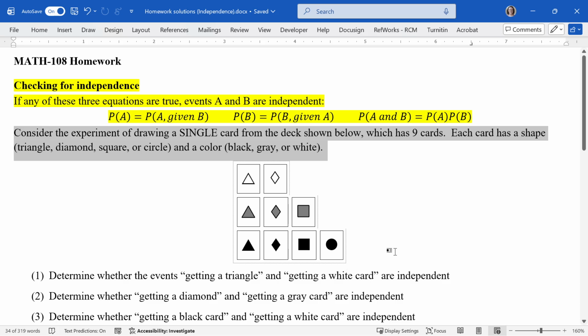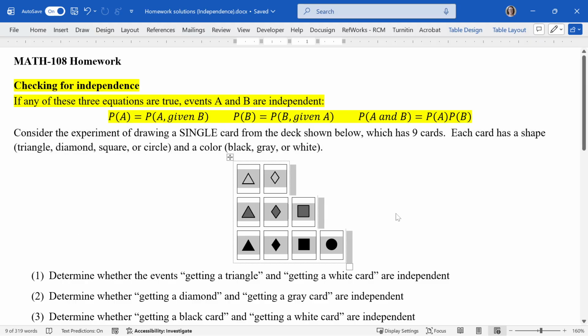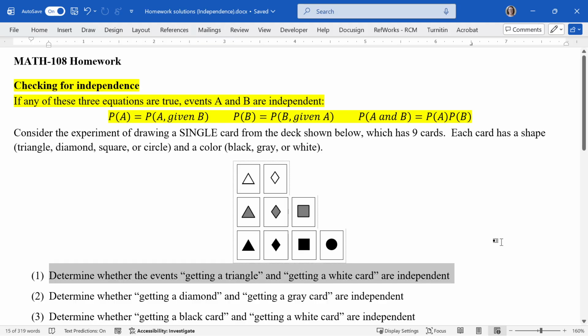Consider the experiment of drawing a single card from the deck shown below, which has 9 cards. Each card has a shape, triangle, diamond, square, or circle, and a color, black, gray, or white. So here are our cards. Everyone can get equally confused by these cards because no one's ever seen them before, unless you've taken my class. Determine whether the events getting a triangle and getting a white card are independent.